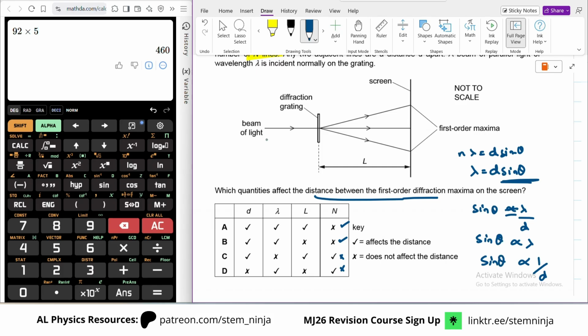So sine theta, right. Okay, now we need to go further. D is changing, lambda is affecting also. L has nothing to do with it. Does L have anything to do with that? Oh, they're not asking about the sine theta, they're asking about the distance between the first order maxima. So yes, it will affect, because you see this is simple trigonometry over here. So basically this would also affect it, because you see this is theta, this is also theta.